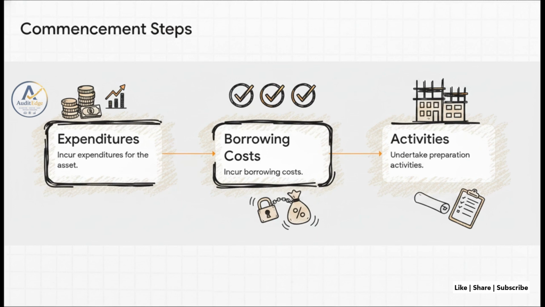For capitalization to actually commence, 3 specific conditions must be met simultaneously. You must be actively spending money on the asset, actively incurring borrowing costs, and actively undertaking the prep work. So, the crucial point is, all 3 boxes must be checked at the same time. And note that the prep work, or activities, isn't just the physical construction. It also includes technical and administrative work, like obtaining permits.